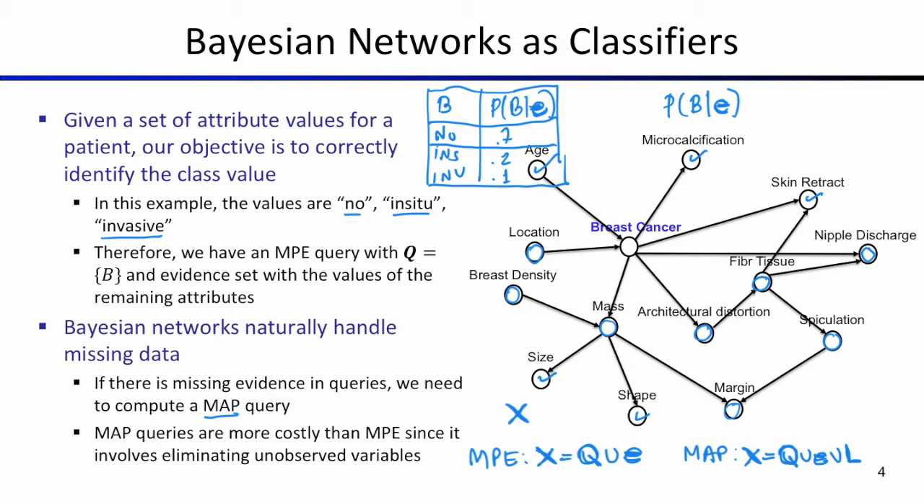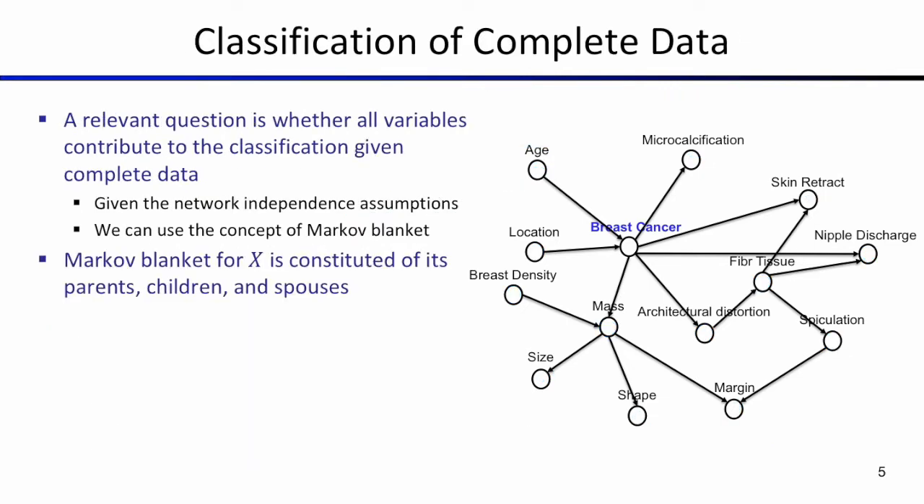So we're going to assume that we have values for all the attributes. That is the most common case in classification, where we have one complete example that we want to classify and determine what is the most likely classification. Let's take a look at the next slide. Okay, so we decided to work with these MPE queries, so we have complete data. So we're going to observe values for all attributes.